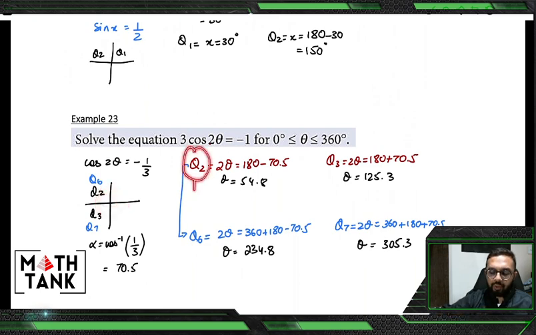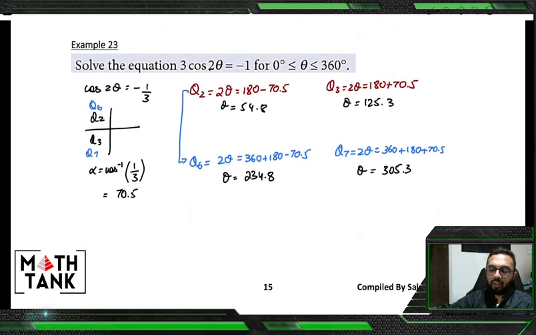How do you go from quadrant 2 to quadrant 6? You add 360 degrees to your answer from quadrant 2 to get to quadrant 6. Why? Because quadrant 6 is 4 quadrants ahead of quadrant 2, which means it's 360 degrees ahead of quadrant 2. You can see my calculations here. The black calculations are done right at the end when you've come up with all the quadrants first, and then you find theta by dividing by 2 on the other side.